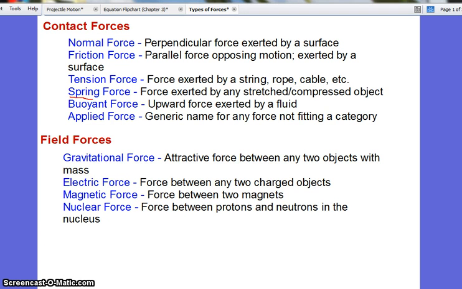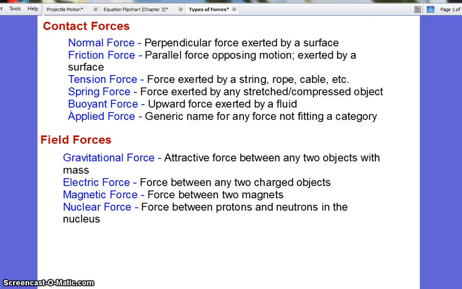Next type of force is a spring force, and this is the force exerted by any stretched or compressed object, not just your typical spring. So it is going to be something like maybe the suspension in your car, the shocks of your car exert a force supporting your car. You could also have the spring in your pen, and that is going to be a spring force when you compress it. There's also things like a rubber band, which we don't think of as a spring, but if we stretch that rubber band, there is a spring force associated with it.